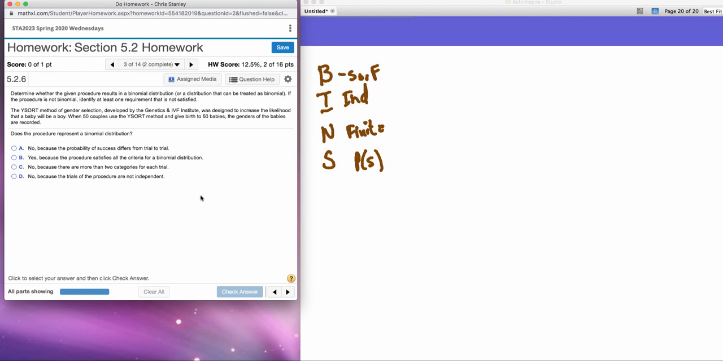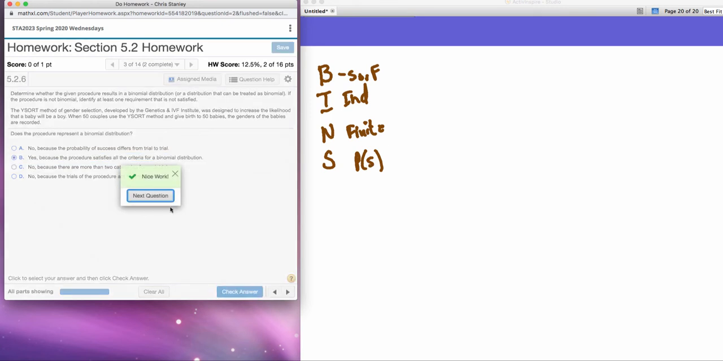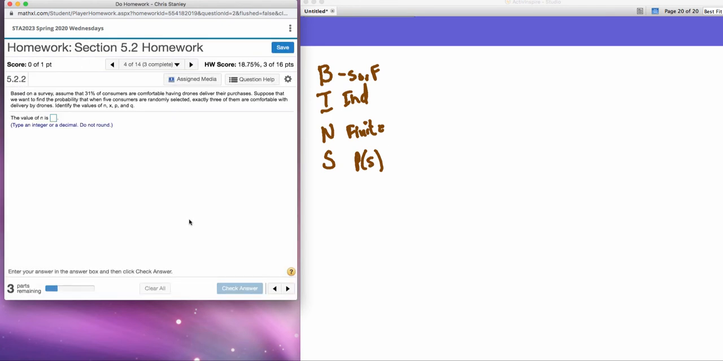Okay, method. They design to increase the chance: 50 couples give birth to 50. So it's going to be yes or no, boy or girl. I think they're all met. We could assume that they're independent, that what happens with one family is not going to affect the next. There's 50 babies and the probability should be the same for each one. Okay, good. You have to be good at this.